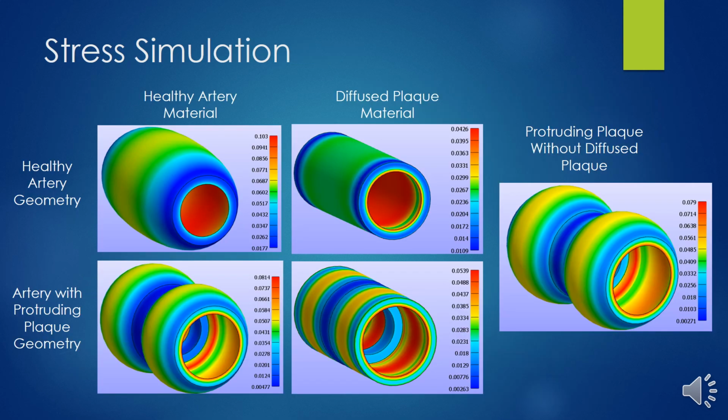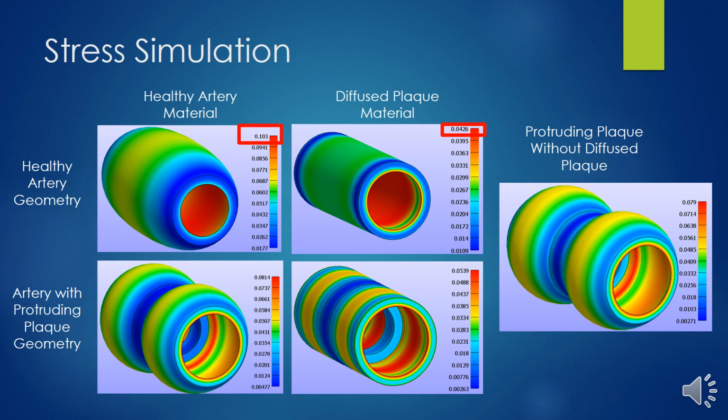These are the resulting stresses in megapascals for each case at the final time step. You will notice that the model representing both healthy geometry and material properties have a maximum stress of 0.103 megapascals, which is what was predicted, as it is lower than 0.282 megapascals, but not by an order of magnitude. All the other stresses are much lower, and the lowest was the case with healthy geometry but the material properties of diffused plaque. This indicates that both the stiffer material properties of plaque and the protruding geometry are factors in determining stress, but the material properties have a slightly bigger impact.